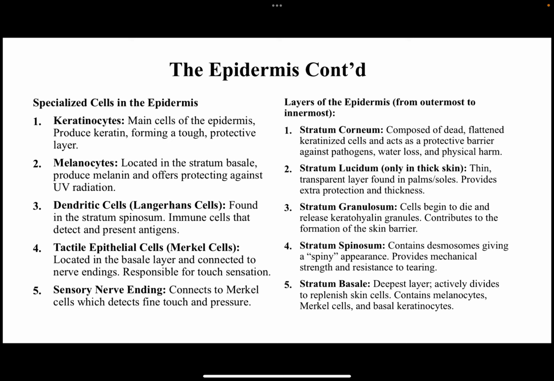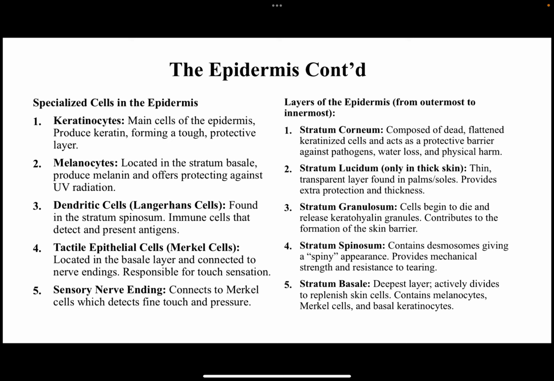So the specialized cells, we have keratinocytes that produce keratin that forms the tough protective layer of the epidermis. The melanocytes produce melanin. It also plays a role in protecting your body against ultraviolet radiation, which is very, very important.